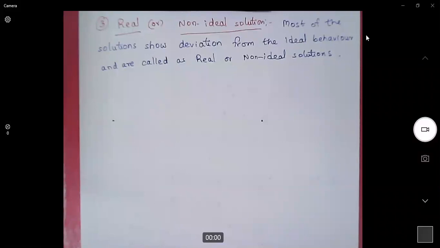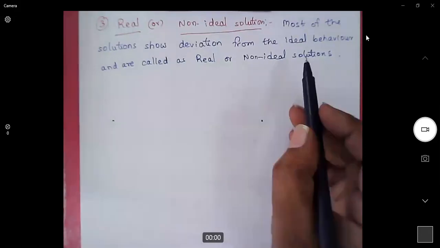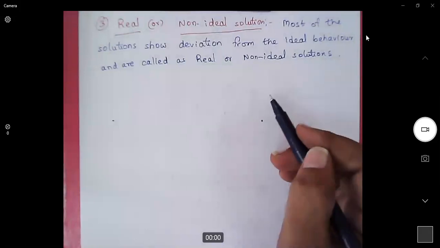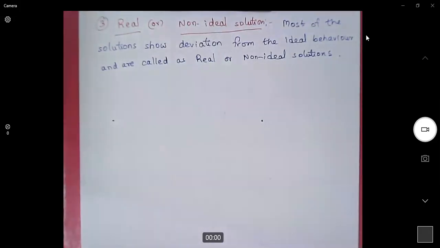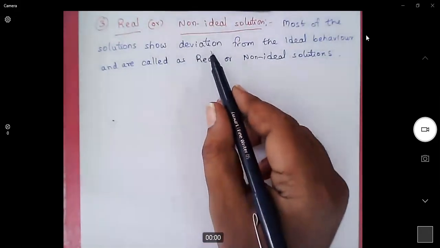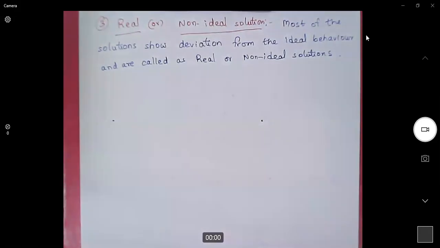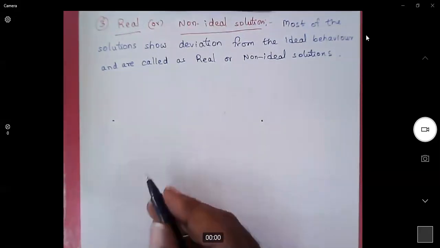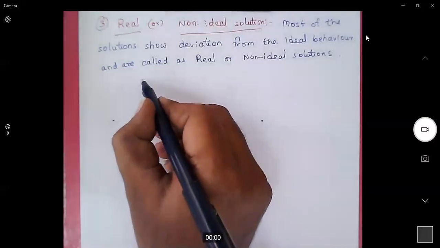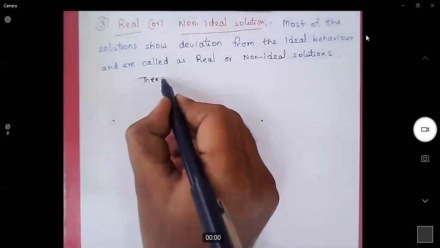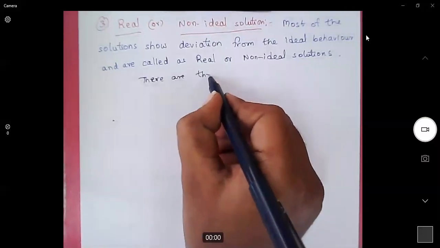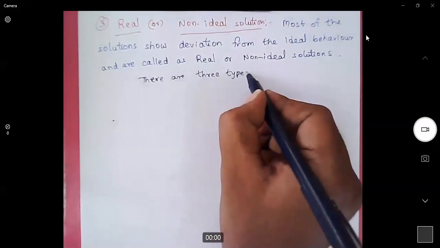So the third type of solutions based on Raoult's law is real solutions or non-ideal solutions. Most of the solutions show deviation from ideal behavior. You cannot expect ideal behavior for all mixtures. Most of the time, 99% of solutions will show some deviation from the ideal character. So these are called real solutions or non-ideal solutions. The real solutions are again classified into three types.